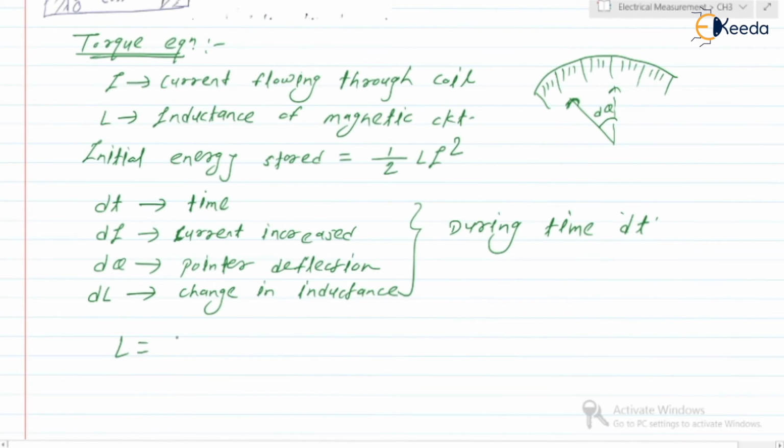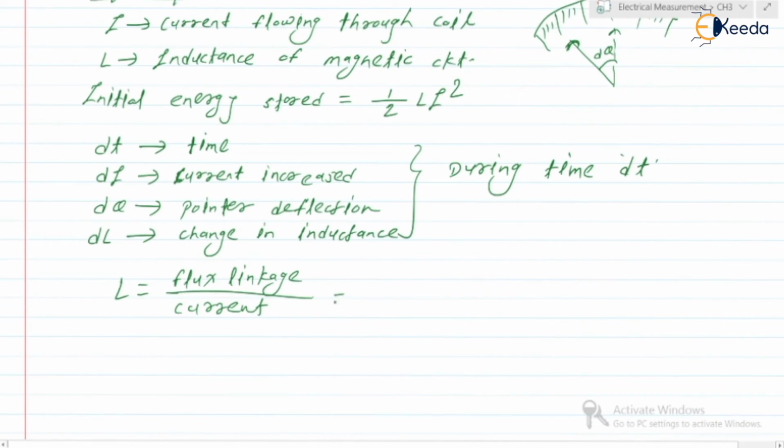Now as we know, L is equal to N phi by I. Inductance L is nothing but the flux linkage per unit current. What is the flux linkage? Suppose the coil has N number of turns and the flux is phi. So N phi is the flux linkage divided by current I. Therefore we can write L I is equal to N into phi.